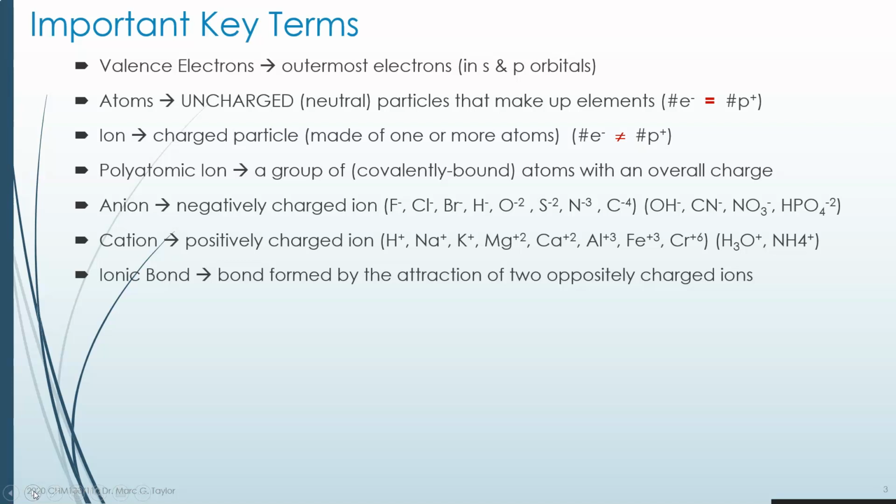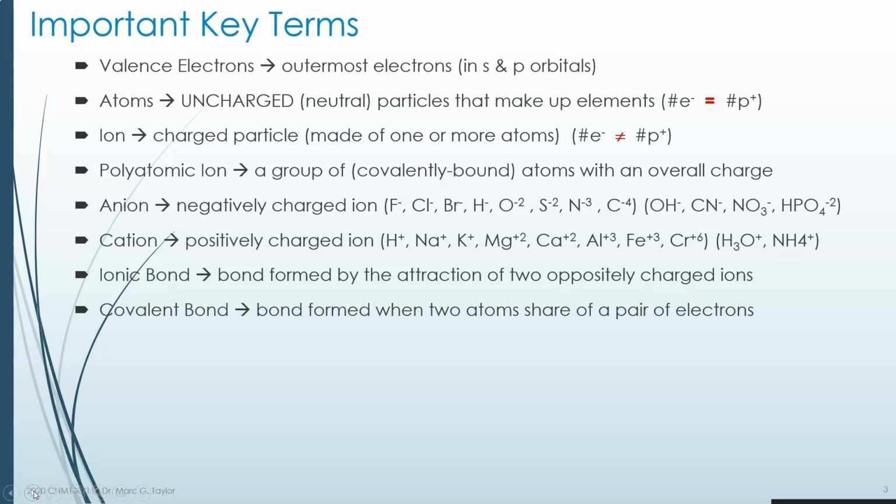Now, we have different kinds of bonds between atoms within a compound. There are going to be 2 major categories. Ionic bonds, which are formed between 2 or more ions, and they have to be oppositely charged to attract. We also have covalent bonds.